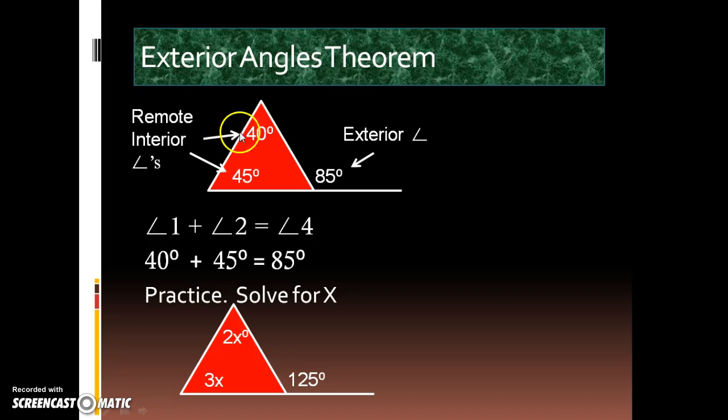Here I've gone ahead and put in some angle measures for you. So if the two remote interior angles are 40 and 45, they should equal my exterior angle, 85. So all I do is plug them in down here. 40 plus 45, does it equal 85? Yes, we're good to go. Now your turn to practice. I want you guys to solve for x. So go ahead and stop this now, and when you're done, resume watching the show.